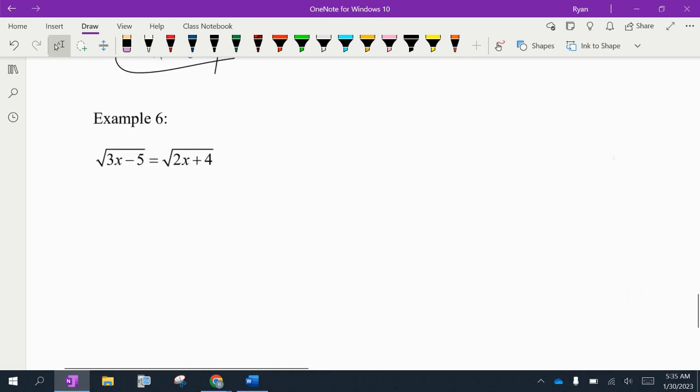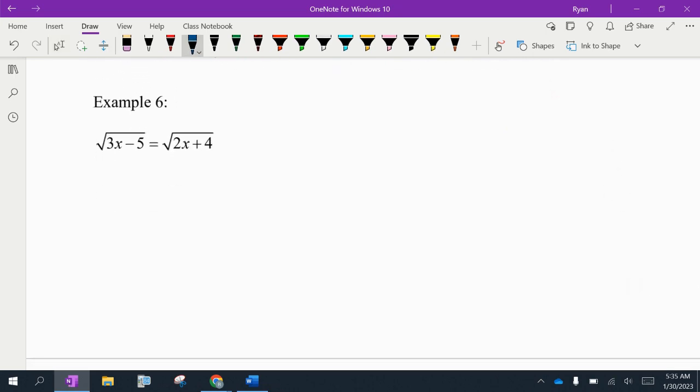Example 6, and we're looking at our last one here. Step number 1 says we're supposed to isolate the square root. And this time there's two square roots. There's one on the left, there's one on the right. And which one are you supposed to isolate? Well, the good news is there's nothing else outside of those square root signs. And we'll eventually see some problems where that is going to happen, and that makes it a little bit more difficult. But step number 1 in this one is just going to be to square both sides right off the bat. When you square the left, you get 3x minus 5. When you square the right, you get 2x plus 4.